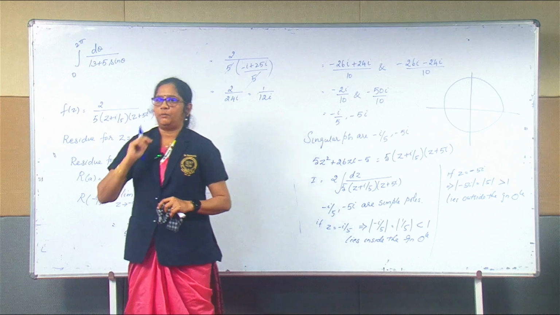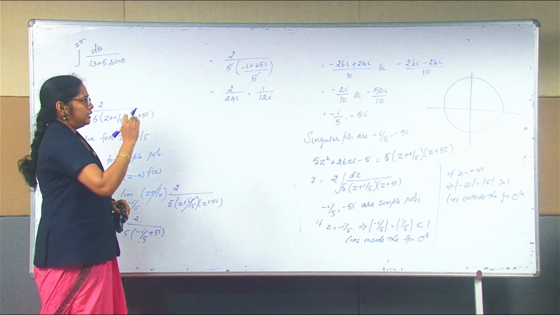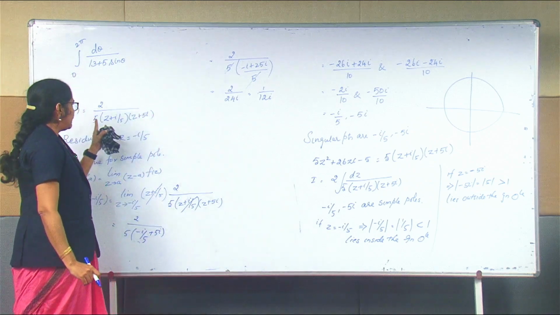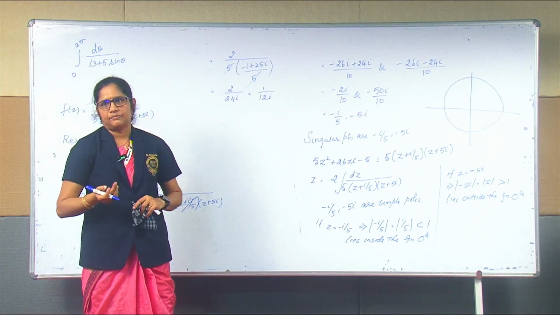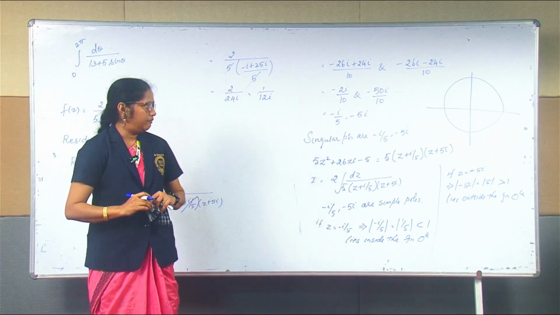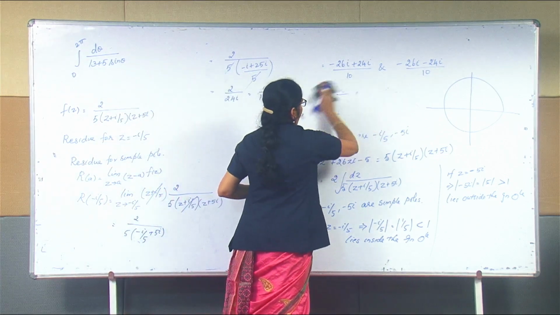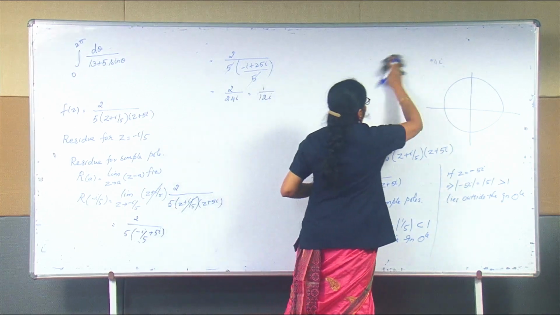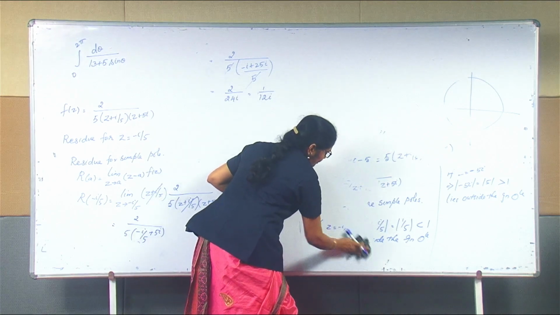So we are having only one simple pole which lies inside the given circle. So it's not necessary to find the residue for minus 5i. The reason is the pole at minus 5i lies outside the given circle. Okay, now at last we come to the end part. Now we are going to find the final answer, which means that we are going to apply the Cauchy residue theorem.